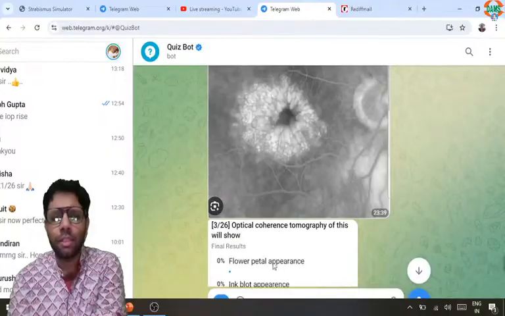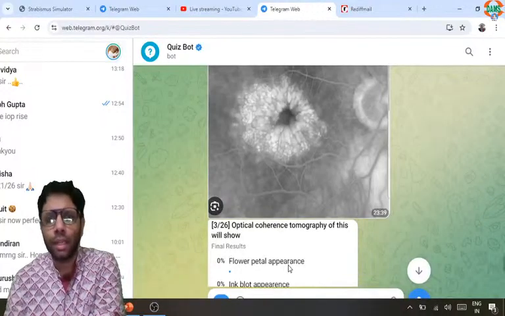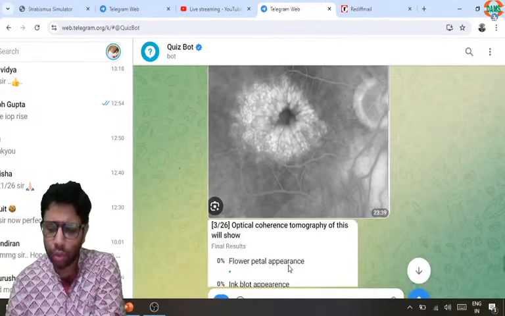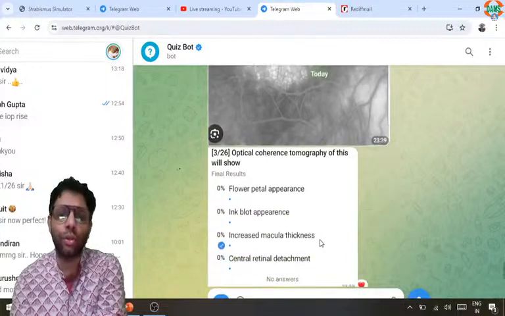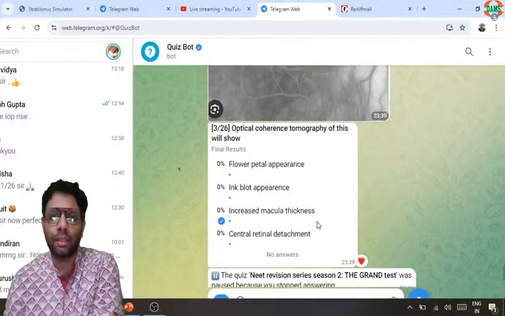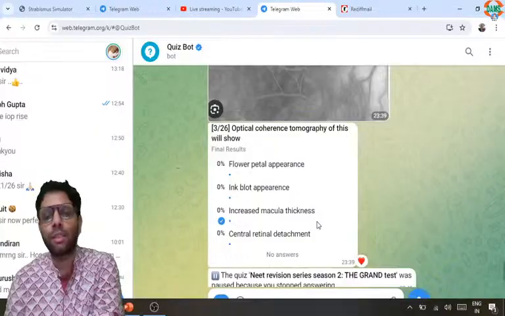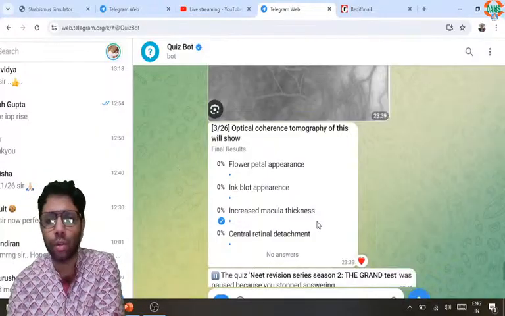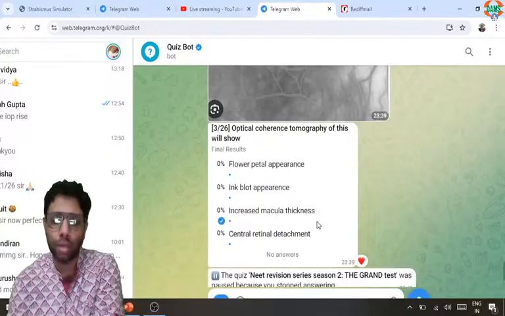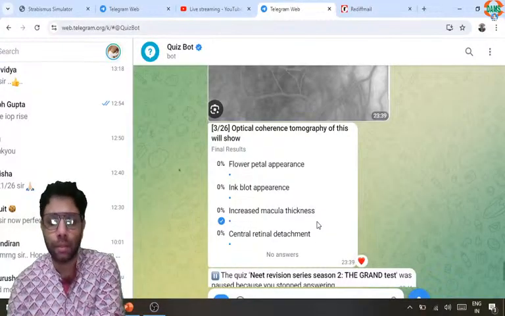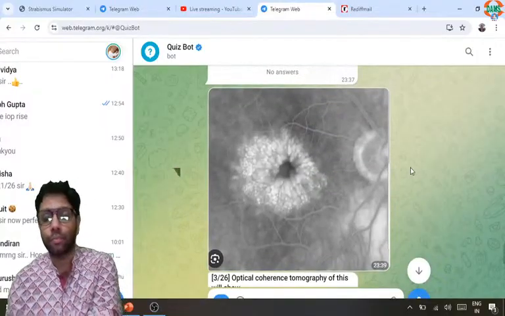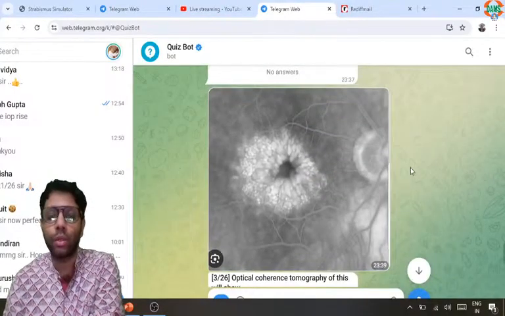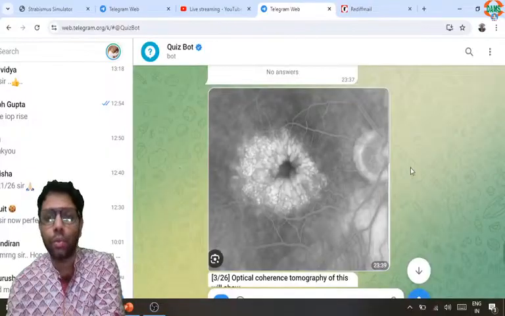Many people must have answered this flower petal appearance thinking very easy question. That is how you make mistakes in the exam. You saw this and it's flower petal. No, I've asked OCT. OCT of this will show increased thickness of the retina. That is the answer of this question. Many people think this is a very easy question, flower petal appearance, we got 4 marks. No, you got minus marks because you didn't read the question well. You didn't apply that OCT question was asked. I know many people have done this wrong as well. And this is an easy question. I told you 20 above can be scored if you have just seen PYQs and the previous quizzes.